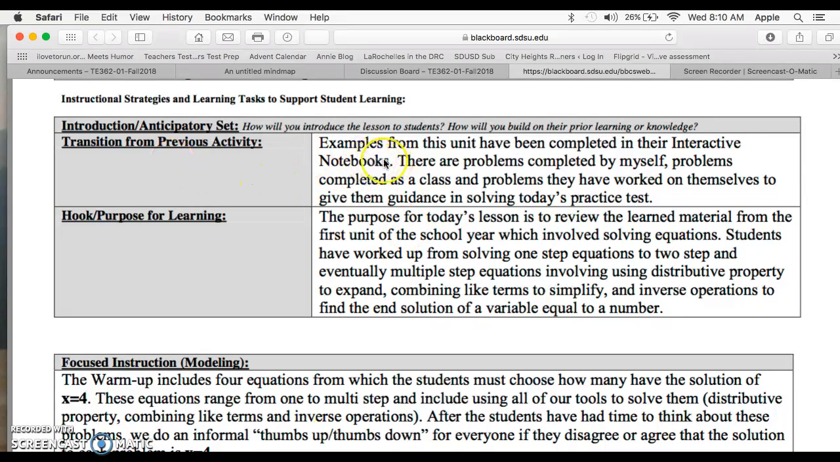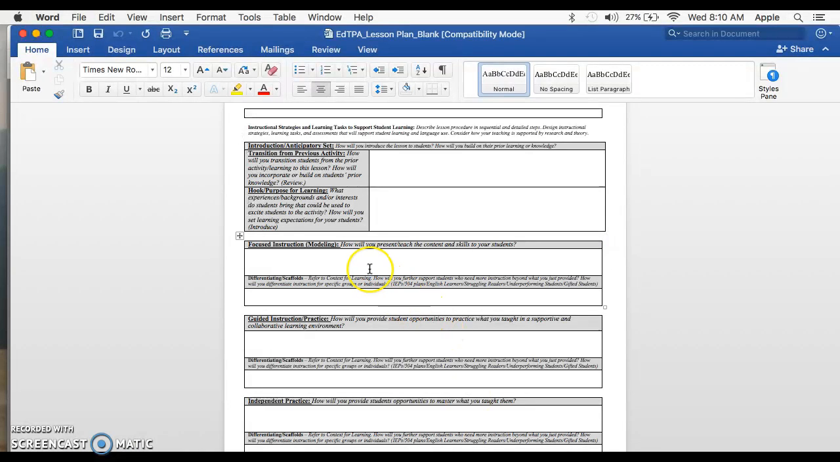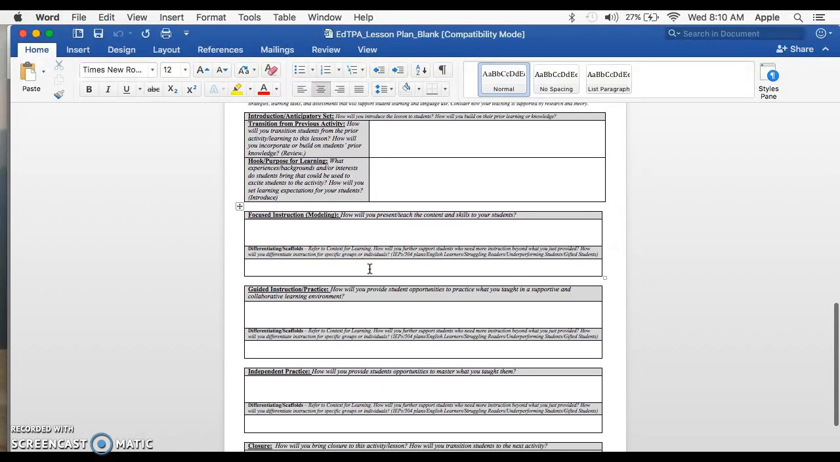If we go into a sample worksheet and we look at this transition from previous activity, this person shows that they have an interactive notebook on which students have been working on this lesson plan. This lesson plan is a review for a test that they will have coming up. So the purpose for learning again is to review solving one-step equations and two-step equations.